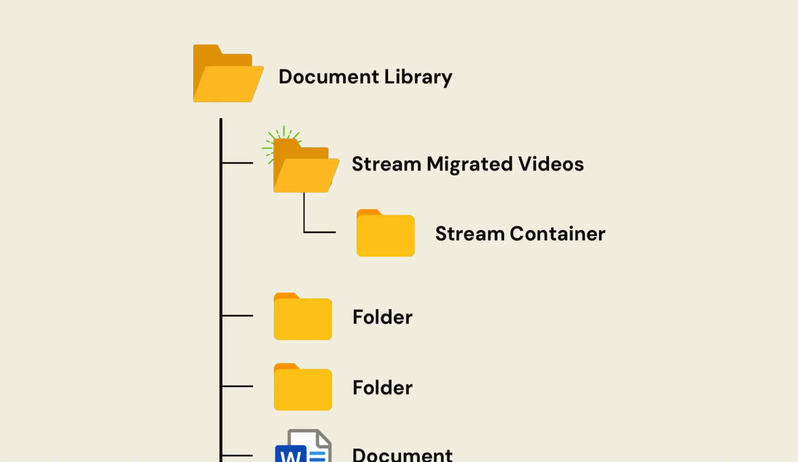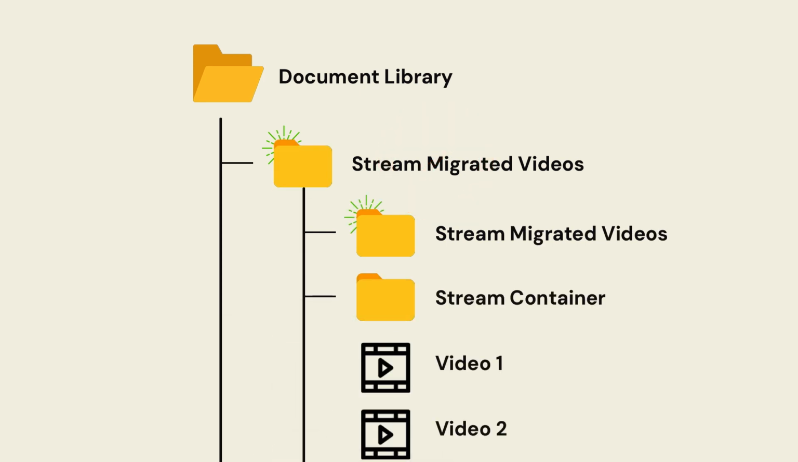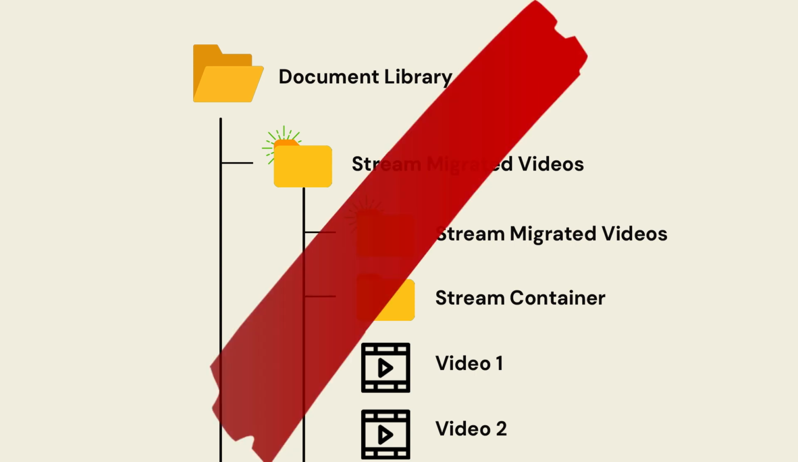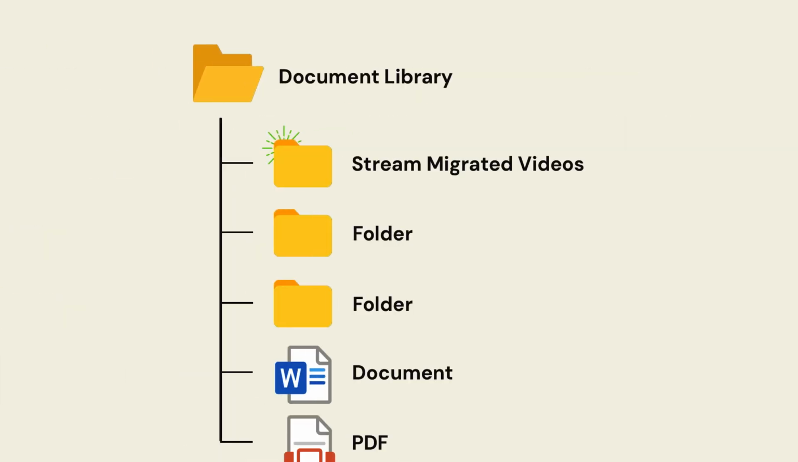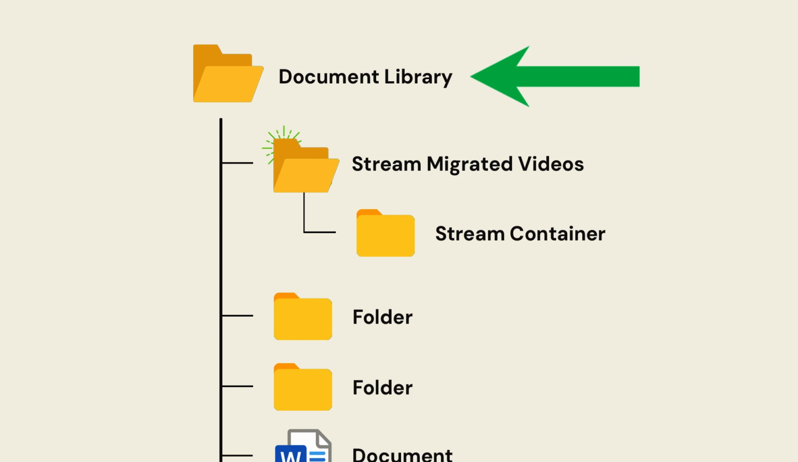One other thing to note is that if you are doing your video migration in waves and plan on migrating additional videos to the same location that you already have used, you will want to make sure you do not select the Stream Migrated Video folder as the destination for another round of migrated videos. Otherwise, you'll end up with a Stream Migrated Video folder nested within your original Stream Migrated Videos folder. Instead, just select the original destination document library or your original folder within the document library to avoid this nested folder issue. The migration tool will correctly place the video container folders within the Stream Migrated Video folder, if it already exists.